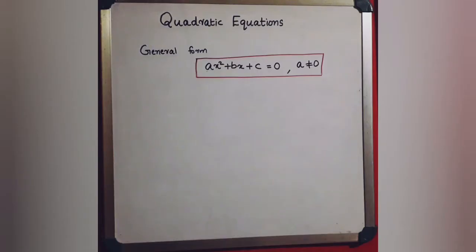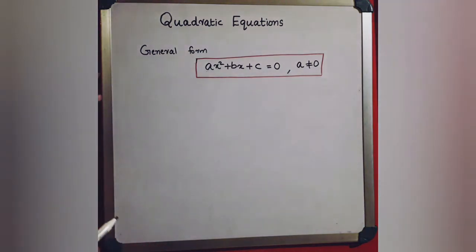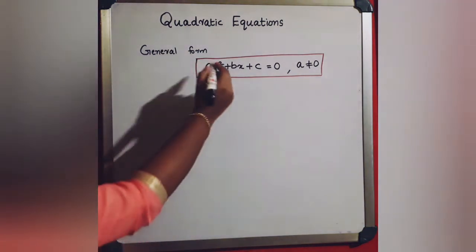Now we are going to discuss quadratic equations. What is its general form? Its general form is ax square plus bx plus c is equal to 0, where a is not equal to 0. In a quadratic equation, the highest degree of x is 2, that is, the highest power is 2.